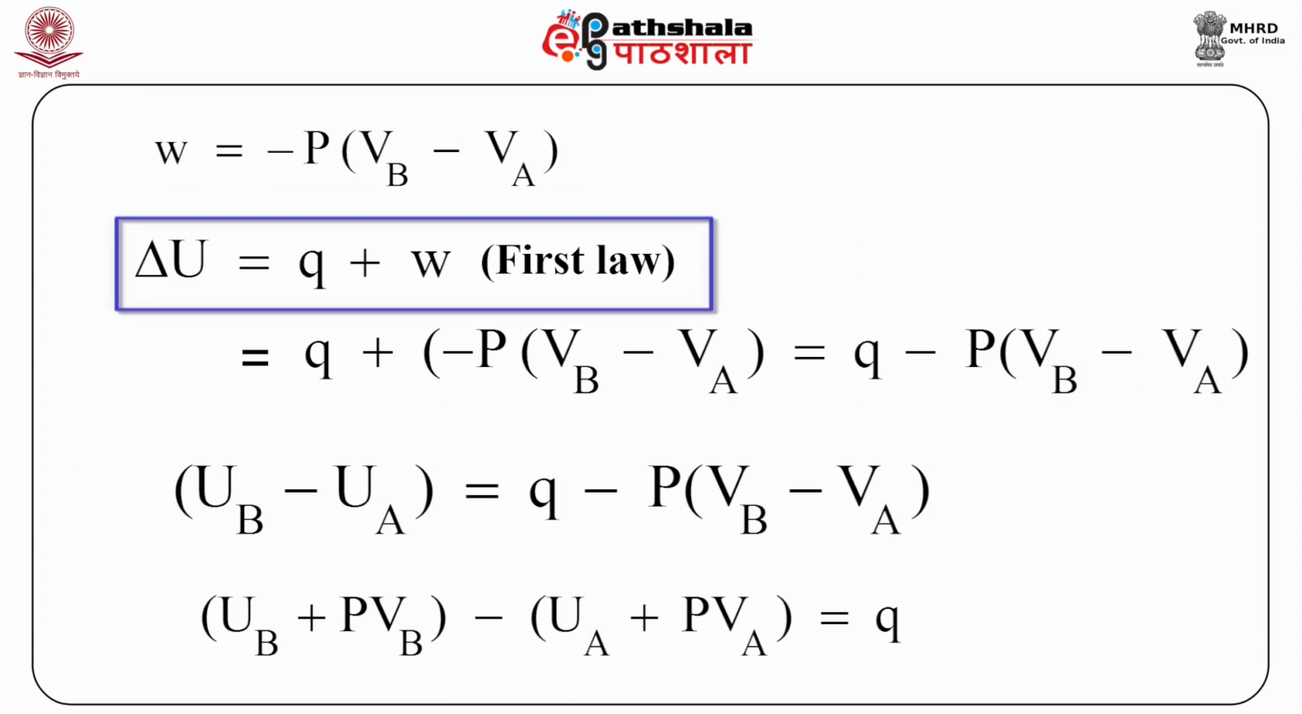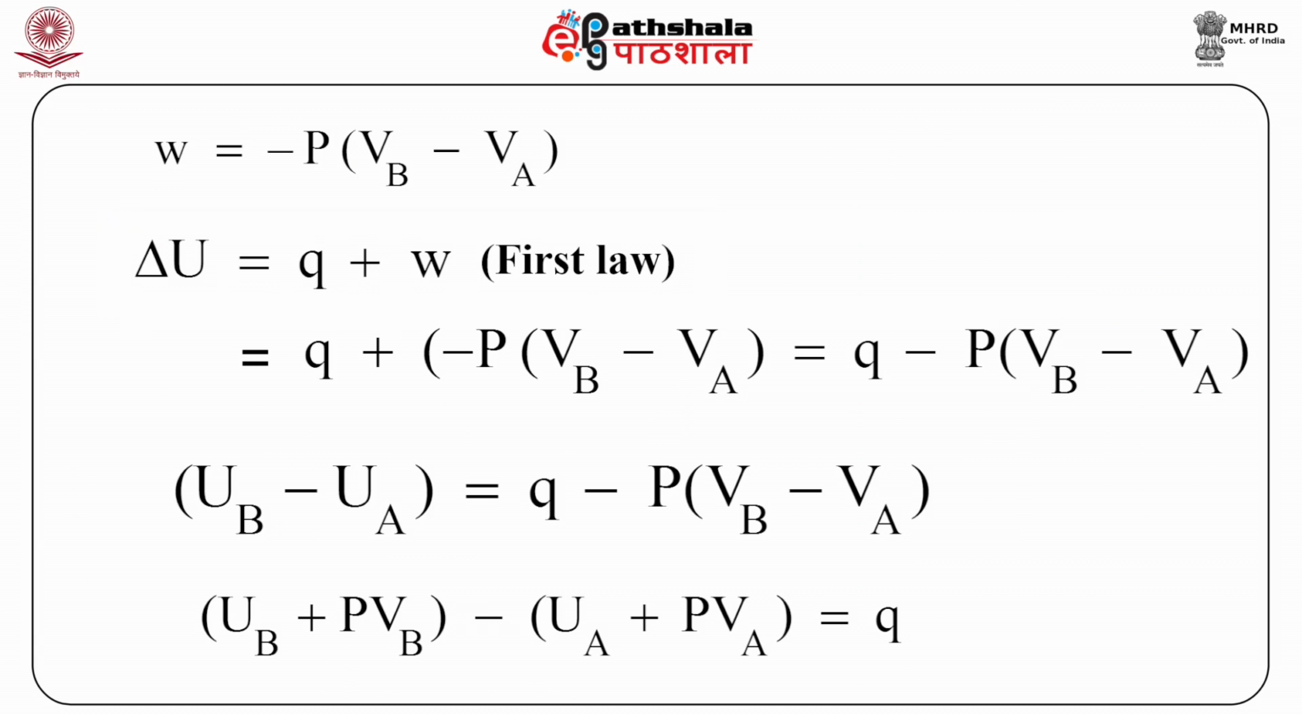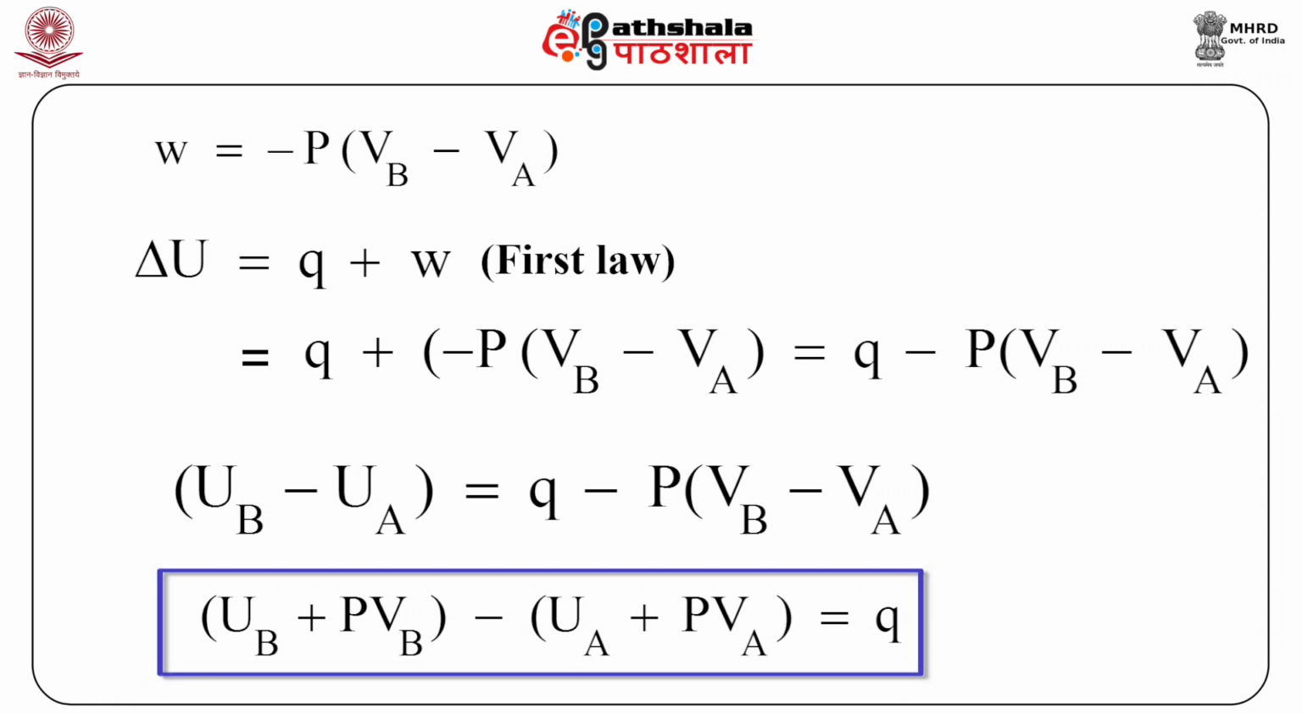Since according to the first law of thermodynamics delta U is Q plus W, we can write delta U equal to Q plus minus P into VB minus VA, which is Q minus P into VB minus VA, or UB minus UA equal to Q minus P into VB minus VA, or we can write UB plus P VB minus UA plus P VA equal to Q.